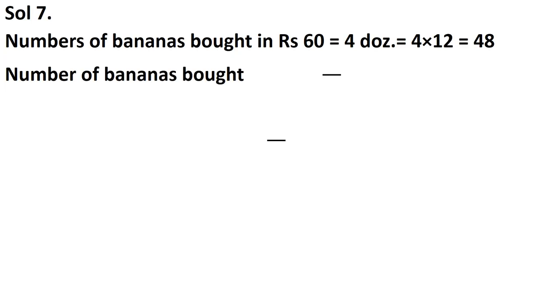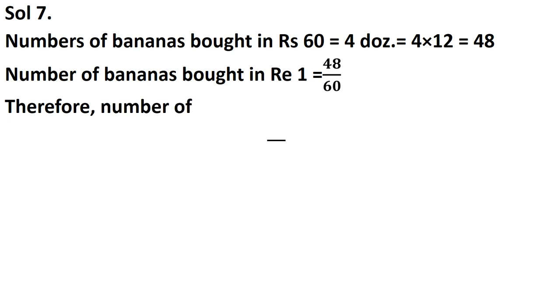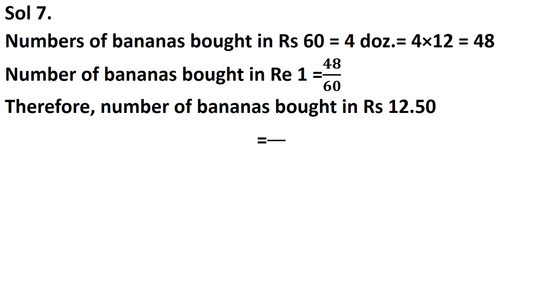Number of bananas bought in rupee 1 is 48 divided by 60, and number of bananas bought in rupees 12.50 is 48 upon 60 multiplied by 12.50. And your answer will be 10 bananas.